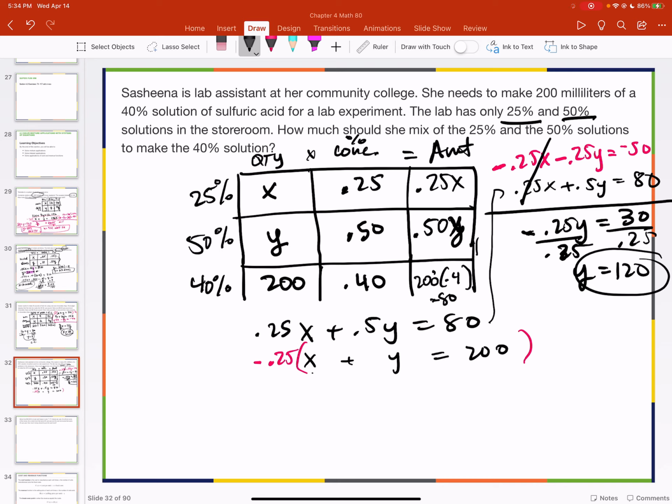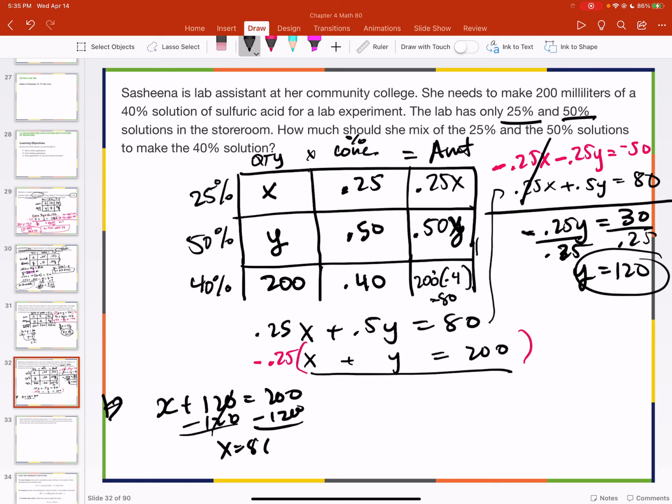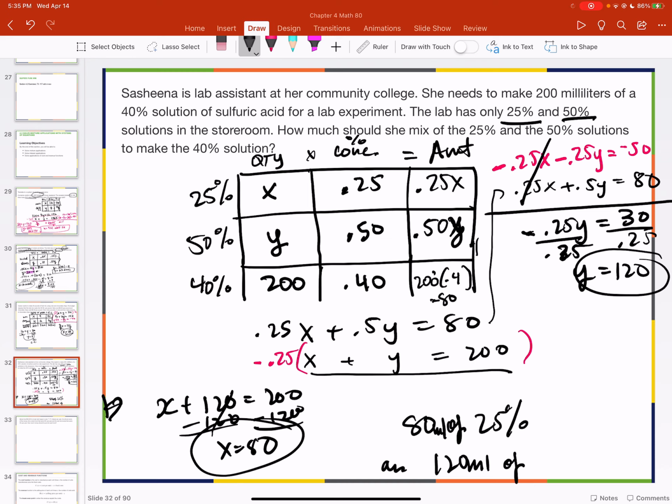So let's find x. We know x plus y is equal to 200. So x plus 120 equals 200, minus 120 on both sides. We get x is equal to 80. So that's it. We have 80 mL of the 25% solution, and 120 mL of the 50% solution.